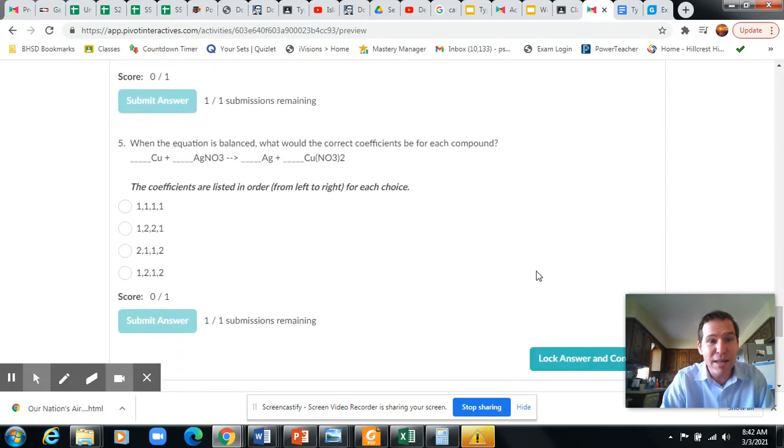And then when you go to balance this equation, now, this might be something where you want to write this out on a piece of paper. You know, you're getting credit for accuracy on this. So if you need to do that, go right ahead.